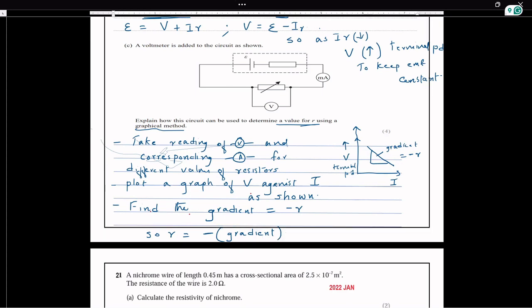I've written here in short, take the reading of voltmeter and ammeter, but for the exam please try to write the full words. Take the voltmeter reading and corresponding current for different values of resistor and plot the graph.